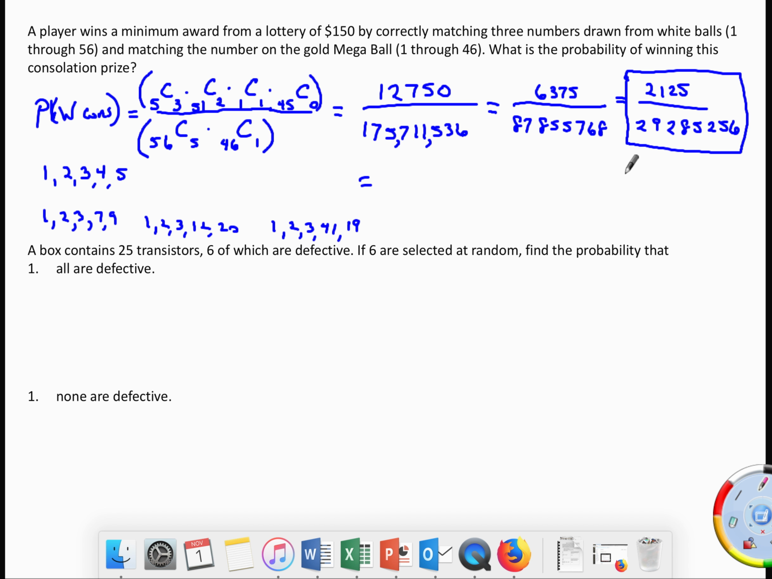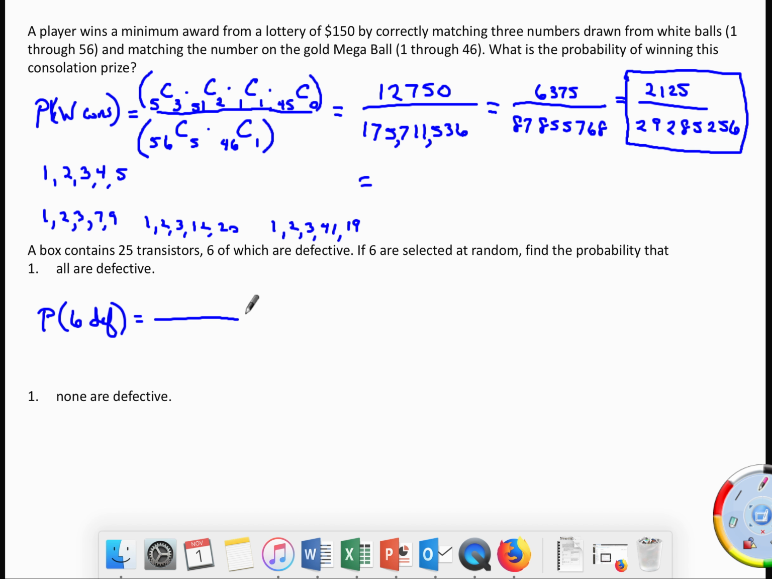Okay, here's another one. A box contains 25 transistors, 6 of which are defective. If 6 are selected at random, find the probability that all are defective. So the probability of 6 defective ones. First of all, I have to decide if it's a permutation or a combination.